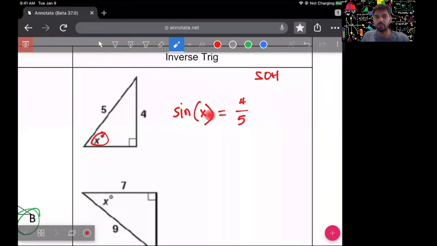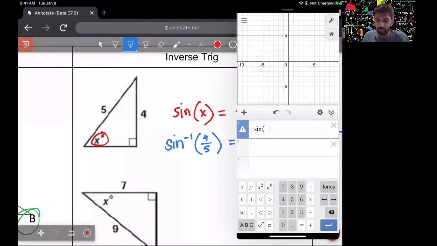Now we can use an inverse trig function to figure out what our angle x is. I'm going to use sine inverse. If I do the inverse, that means that these two items, x and 4/5, have to switch spots since I did this inverse function. We're inverting this function, so I'm going to move the x over here and put the 4 over 5 in here. Once I do that, I need to go to my calculator real quick.